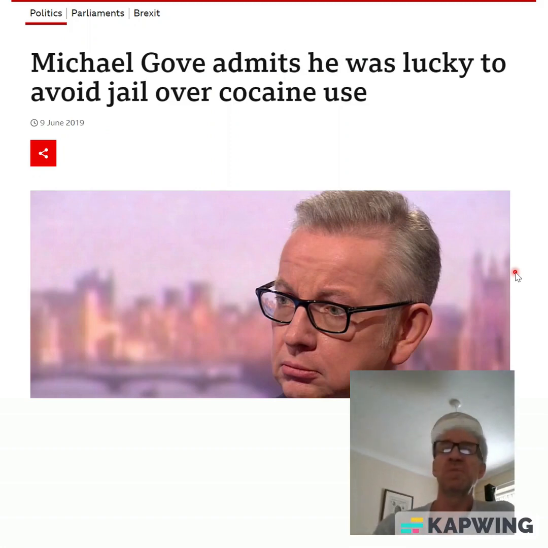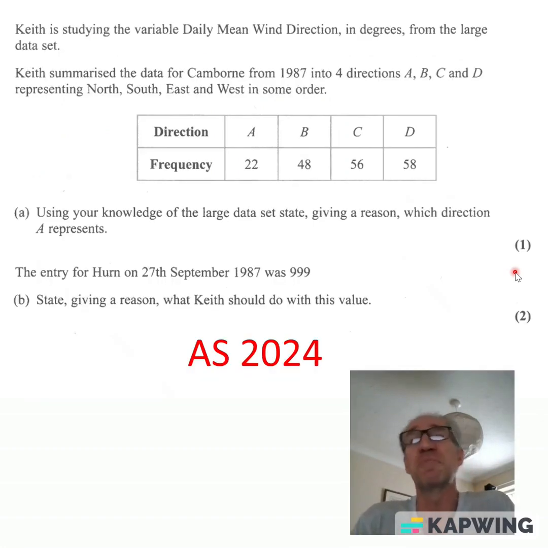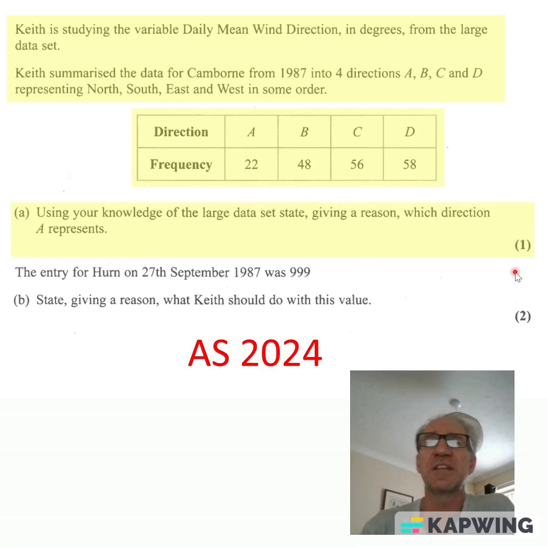What's my problem? Well, I've tried to embrace the large data set in the past. Honestly, I have, and they keep testing me. And now I've gone over the edge. Now, this is the AS question this year. Keith is studying the variable daily mean wind direction in degrees from the large data set. Already, I've switched off. Keith summarised the data for Camborne from 1987 in 4 directions, A, B, C, and D, which represent north, south, east, and west in some order. And he got that table using the knowledge of the large data set, giving a reason which direction A represents.